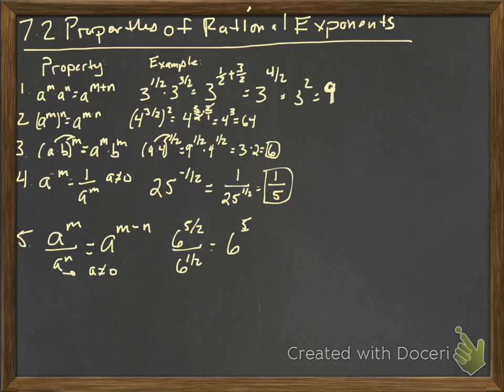I'm going to do 5 over 2 minus 1 over 2. And I'm lucky because I have common denominators, so that's going to be 6 to the 4 over 2, which is just 6 squared, or 36.